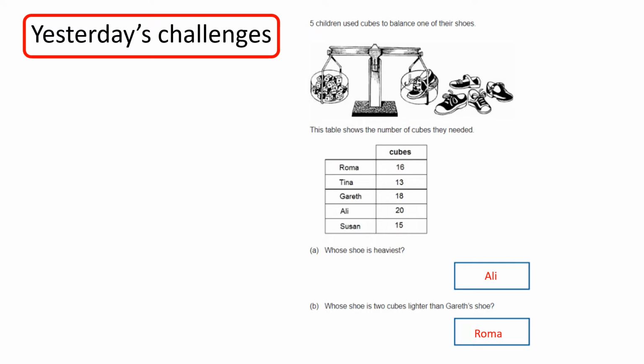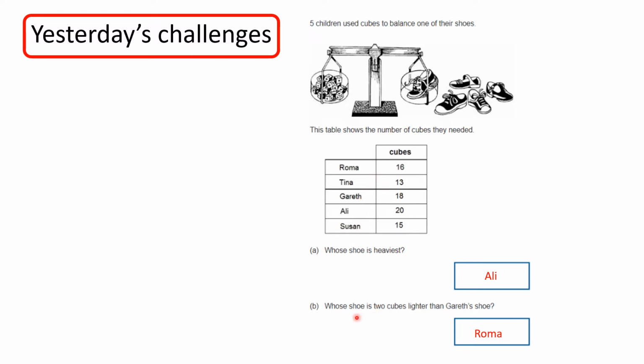So the first one said 5 children used cubes to balance one of their shoes. This table shows the number of cubes they needed. So Roma needed 16 cubes, Tina needed 13, Gareth needed 18, Ali needed 20, Susan needed 15. And the first question asked us, whose shoe is heaviest? So here we should have been looking for the largest number, which was 20. So Ali's shoe was heaviest.